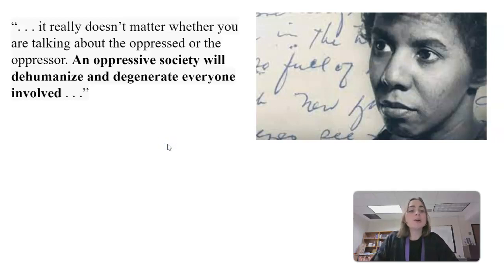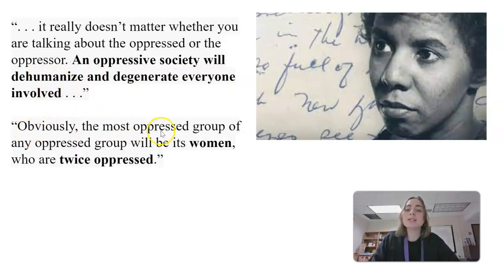We've actually seen one of our authors so far in English 10 talk about oppression already. Remember, this is Lorraine Hansberry, the author of A Raisin in the Sun. She's someone I really look up to and admire. Remember, she's a queer Black woman, and she was really groundbreaking for her time. She said, "It really doesn't matter whether you are talking about the oppressed or the oppressor. An oppressive society will dehumanize and degenerate everyone involved."